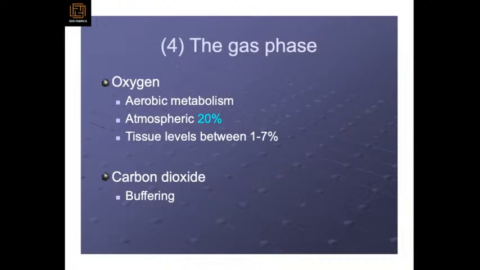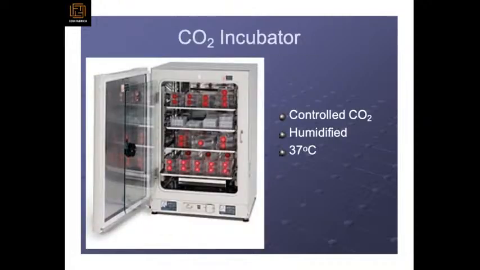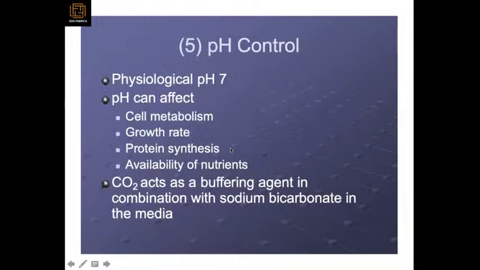The gas phase is of two types, oxygen and carbon dioxide. In oxygen, there is aerobic metabolism with atmospheric oxygen of 20%, and the tissue level is between 1 to 7%. This is the CO2 incubator with humidification, which looks like this. So pretty much clean and clear air is being maintained, and you can grow multiple cell culture tubes in a day. So many people could work here.